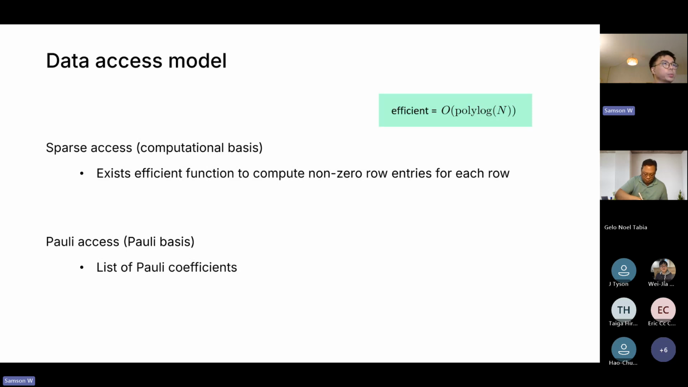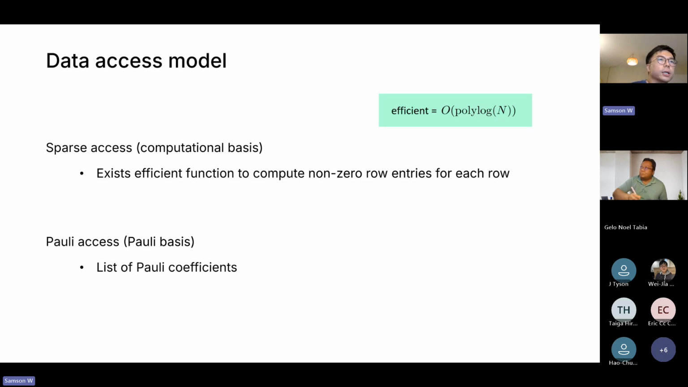Another kind of access we could think of is in a different basis, the Pauli basis. Here we can presume that for some reason we know the matrix given in the Pauli basis, and this is more common, let's say, in physical problems, where the matrix might correspond to a Hamiltonian. And so the access here is very simple. It's just a list of the Pauli coefficients, where by definition we would then presume there are only polylog Pauli coefficients.